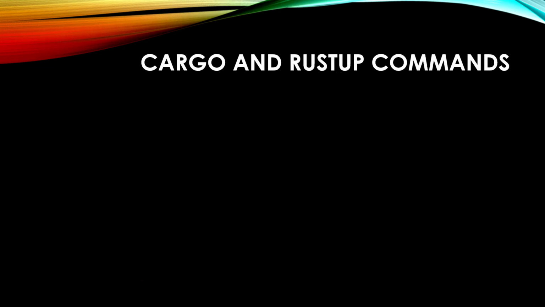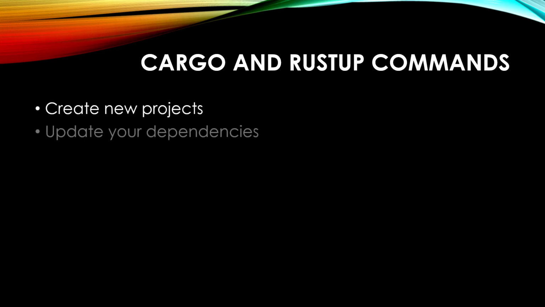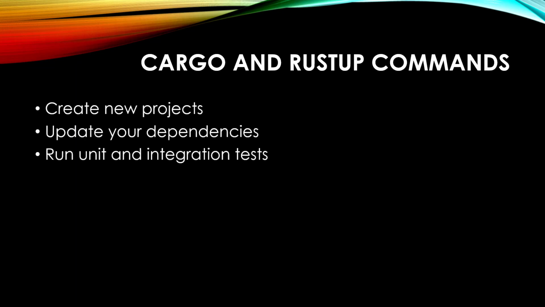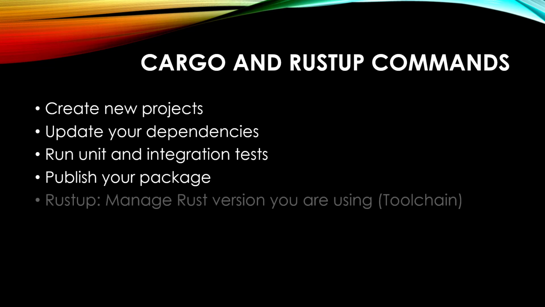Cargo is the backbone of development automations for Rust. It can create new projects, update your dependencies, run unit and integration tests, publish your package, and much, much more. It really takes tedious operations off of your shoulders so that you can focus on more important things.